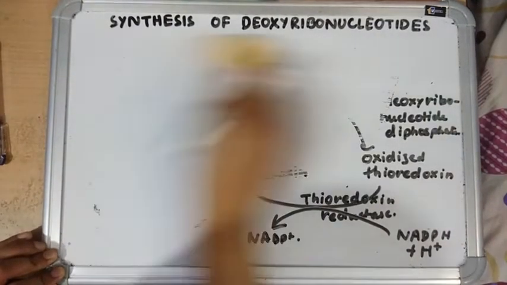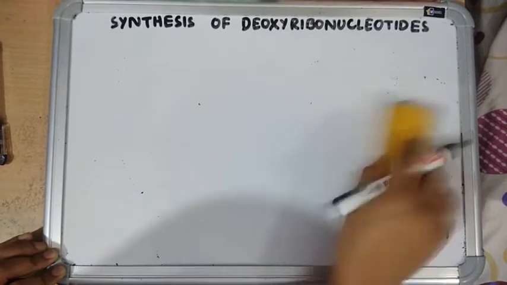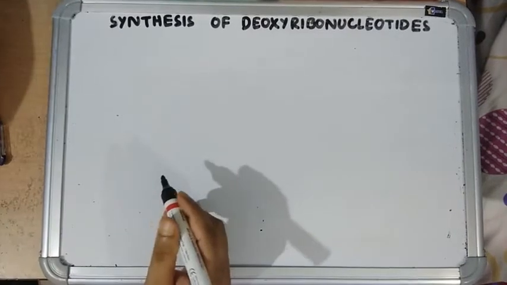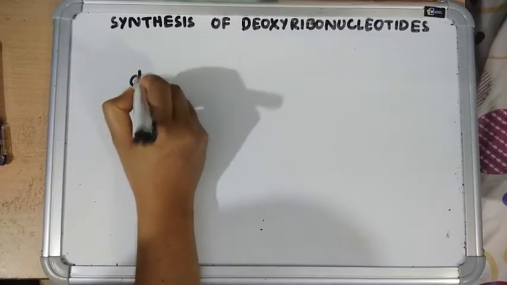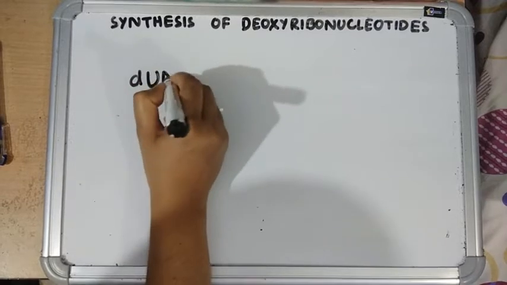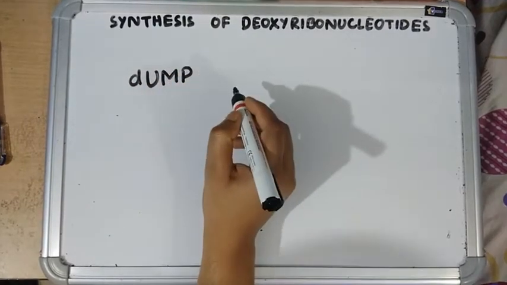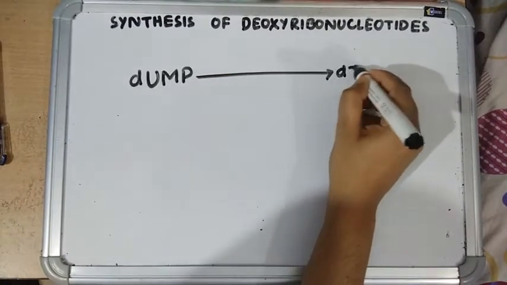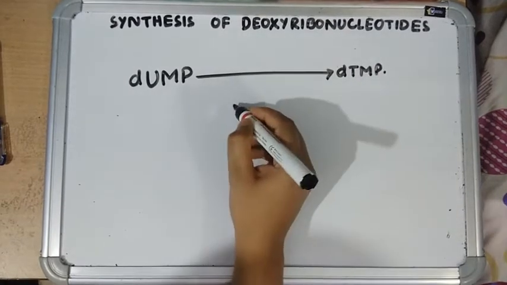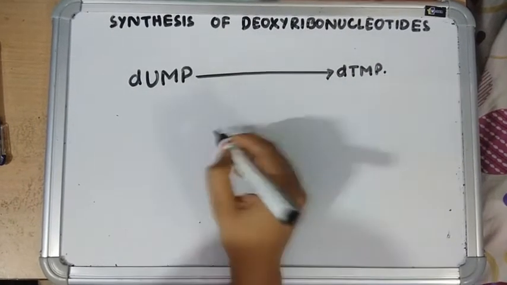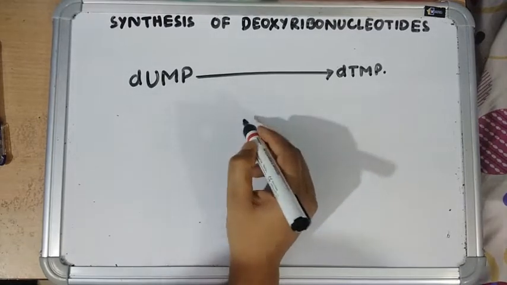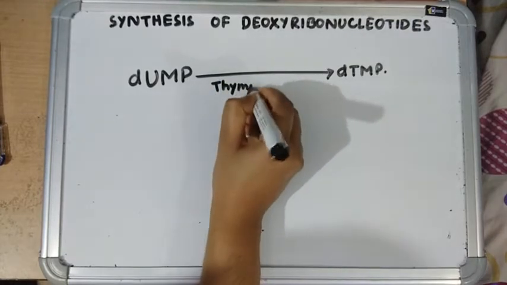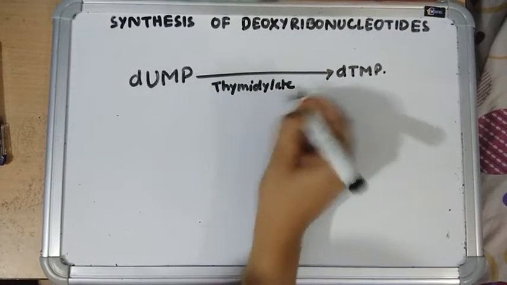Now the formation of the deoxyribonucleotide thymidine monophosphate. It is formed from the deoxyribonucleotide deoxyuridine monophosphate by methylation. This is a methylation reaction. Methylation of UMP occurs to form thymidine monophosphate, and the name of the enzyme is thymidylate synthase.